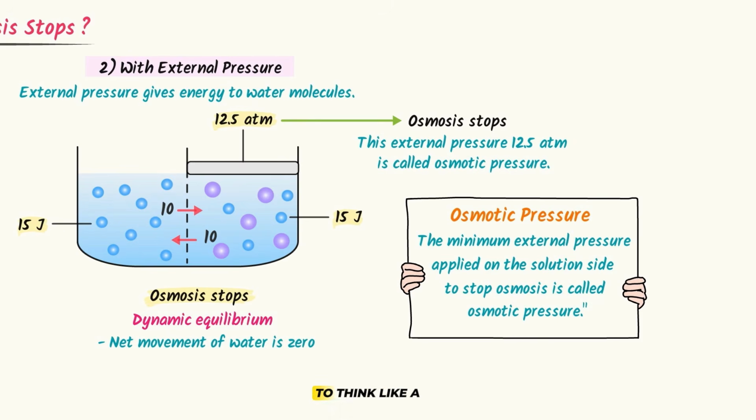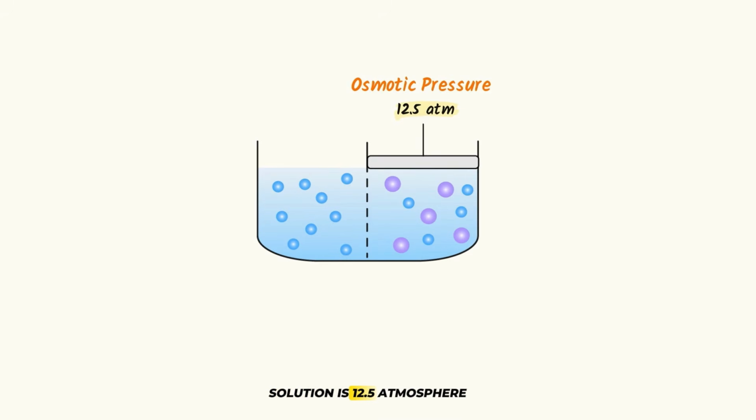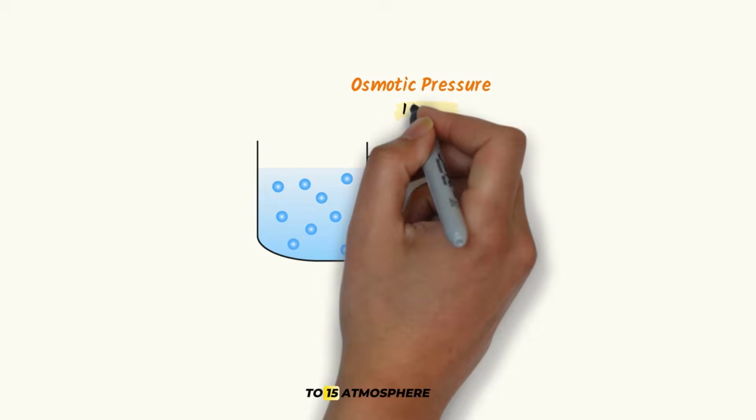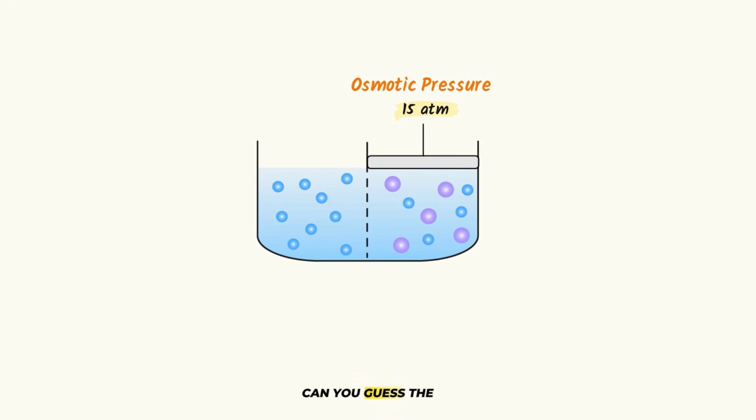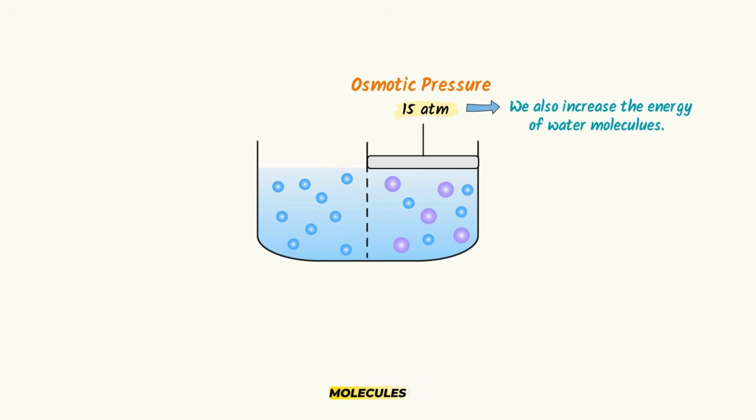Now, I want you to think like a scientist. Consider the previous example. We know that the osmotic pressure of this sugar solution is 12.5 atmosphere. Let me ask you, what would happen if we increase pressure to 15 atmosphere? Can you guess the answer? Well, when we increase pressure to 15 atmosphere, it means that we also increase the energy of water molecules.